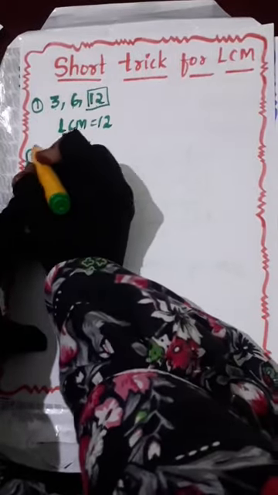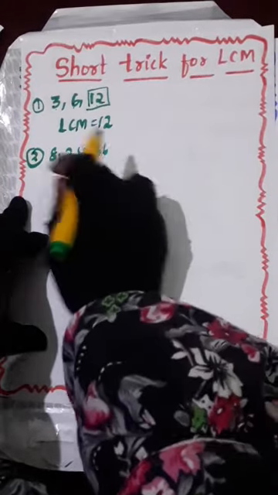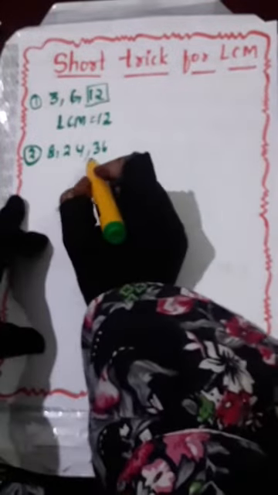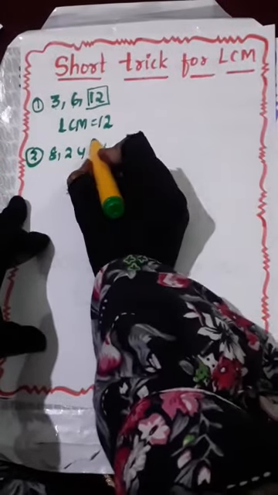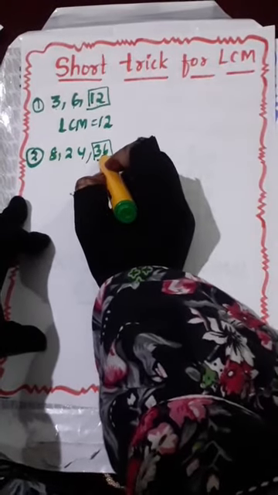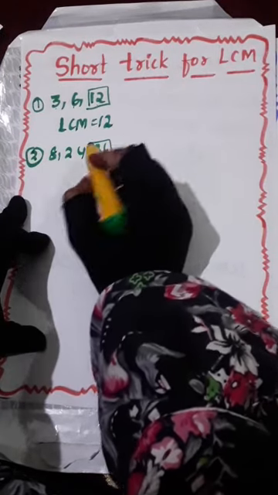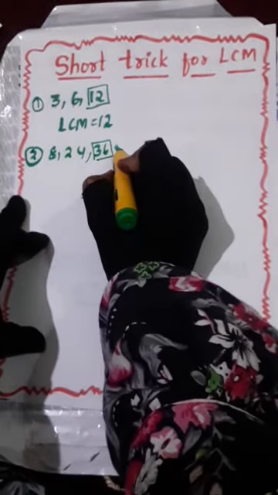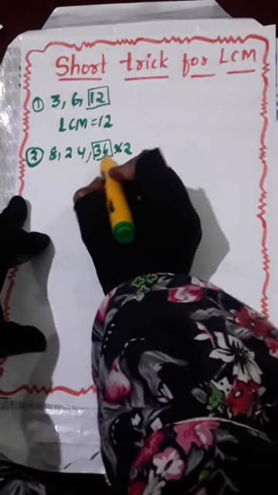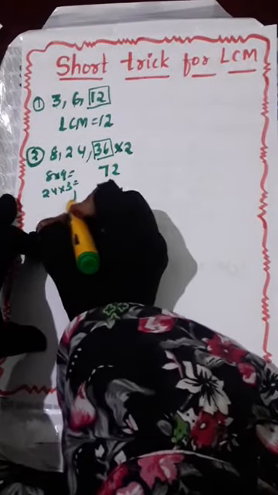Next we have another example, 8, 24, 36. Already we have taken this same question in the prime factorization and division methods. Now which is the big number? Here 36 is the big number. 8 divides 36? No, 8 4s are 32. It will not divide. 24 2s are 48, it will not divide. Then what we have to do? This big number should be multiplied by 2. 36 2s are 72. So 8 9s are 72 and 24 3s are 72. So LCM equal to 72.